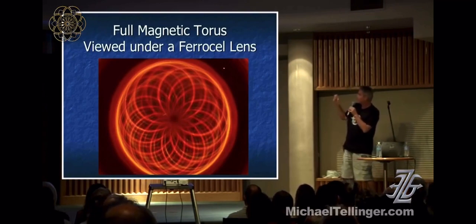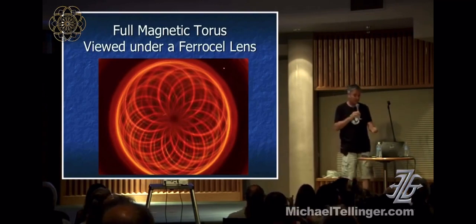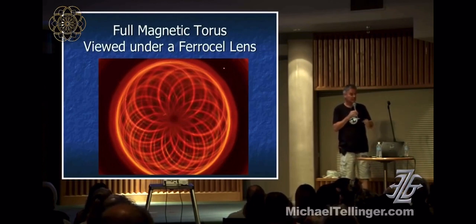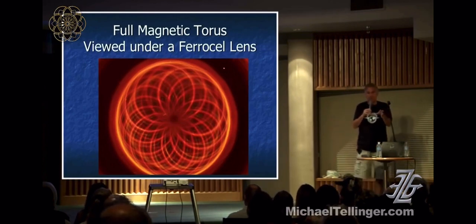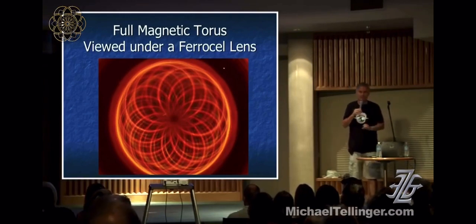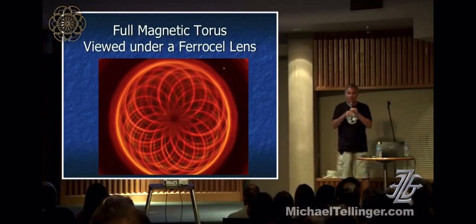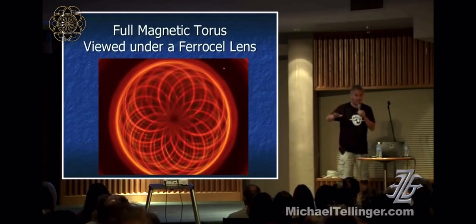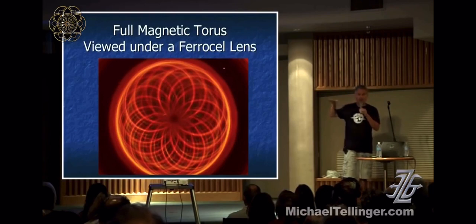This is when you look at a torus. This is what a torus magnetic field looks like. You can see the magnetic fields. Some people would call this the ley lines on the surface of the Earth. So I'm suggesting that people who are reading ley lines are actually picking up the magnetic fields that crisscross the toroidal field of our planet.